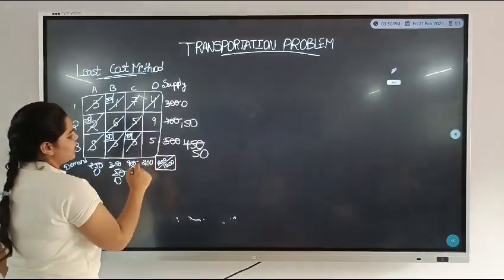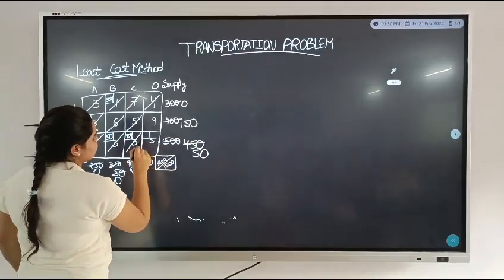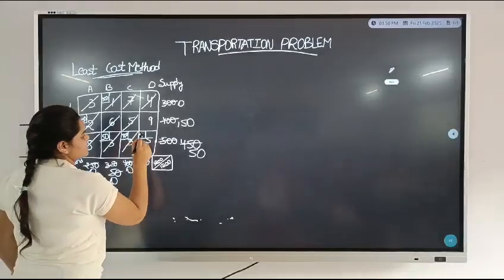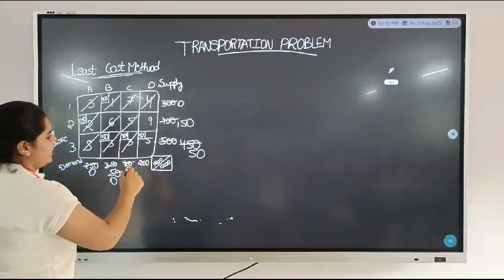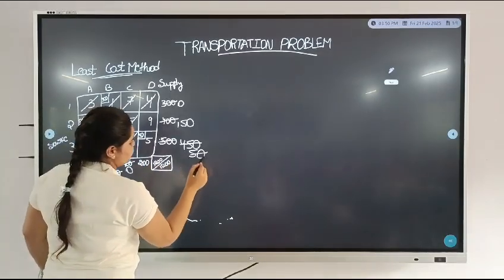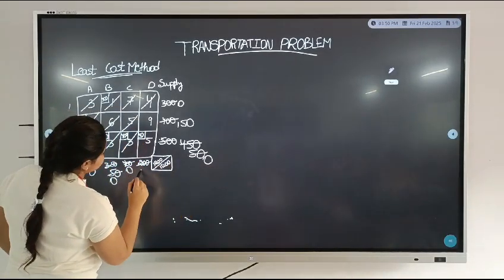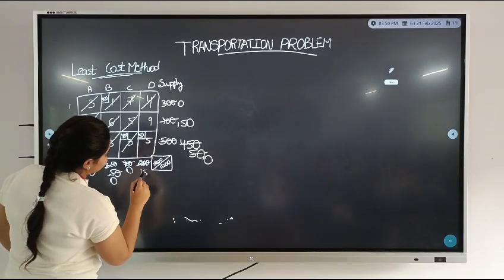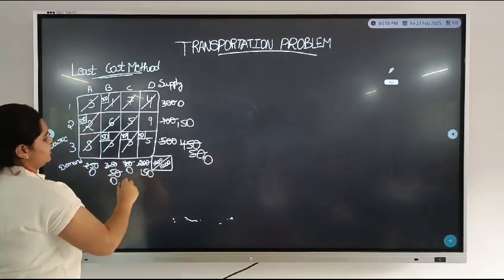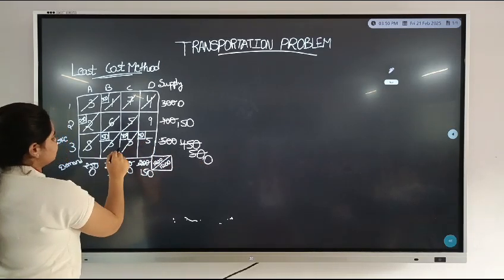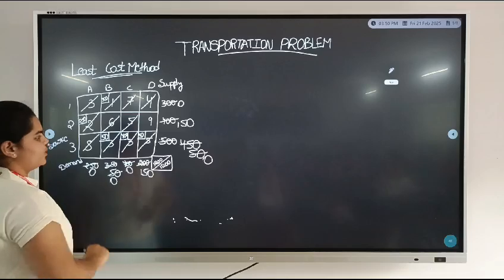After these two, I will take the least number, which is 5. For 5, the two numbers are 50. I will take here 50 and cancel with 50. This will be 0 and this will be 150. This is 0, right? So this row will be cancelled. Already these three are cancelled. Now I cancel this one.